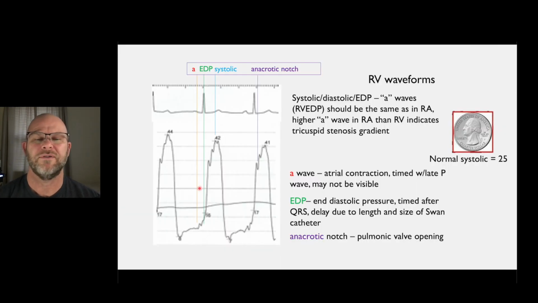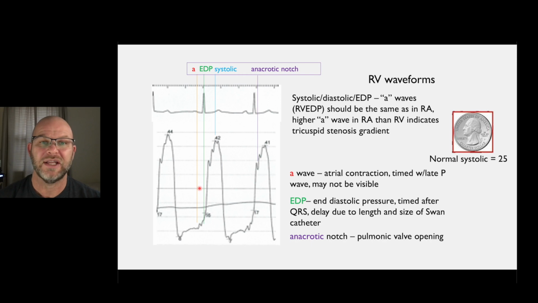So here's your RV waveform, and your RV waveform looks just like your LV waveform, except your pressures are a lot lower. Remember, your left side of the heart is your high pressure side. The right side is the low pressure side. So, important numbers and characteristics of these waveforms that we need to collect here. You may see an A wave. That A wave should be the same as the A wave that is in the right atrium. And if that pressure is different, there's something going on with that valve. So your A and V waves help you understand how a valve is functioning.